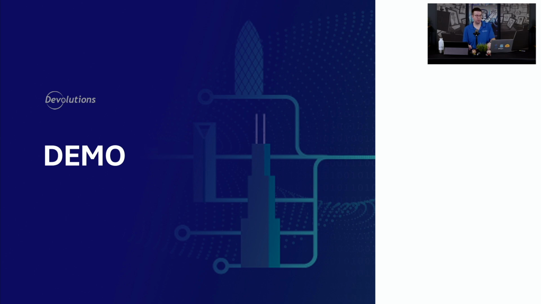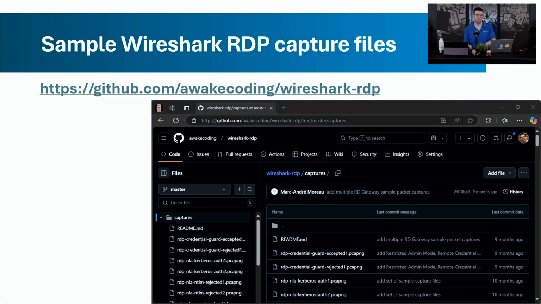Now, for the demo part. I mentioned earlier the Wireshark RDP repository: github.com/awakecoding/wireshark-rdp. This is where I collect all my resources on decrypting RDP traffic in Wireshark. If you don't have that repo yet, go and download it. That repository has a captures folder, and this is where I have a README file that lists a short description of a large variety of packet capture samples, already with the TLS pre-master secrets embedded. So all you need to do is literally install Wireshark, download those files, and just open them.